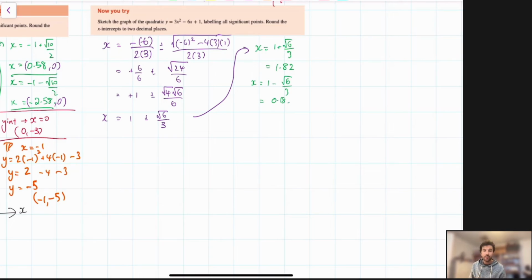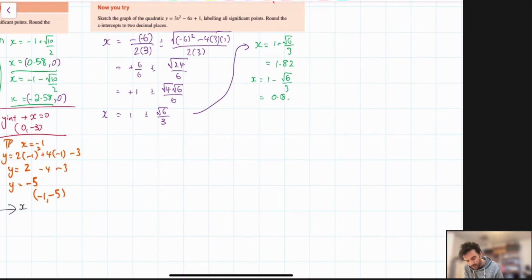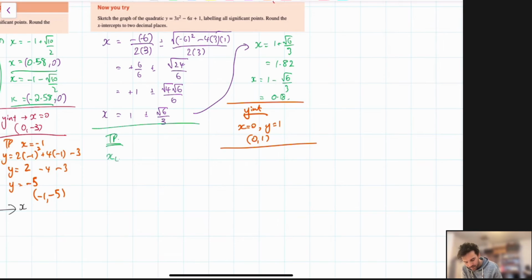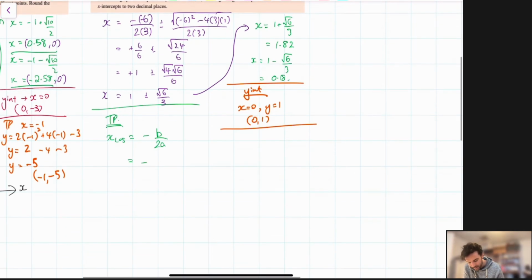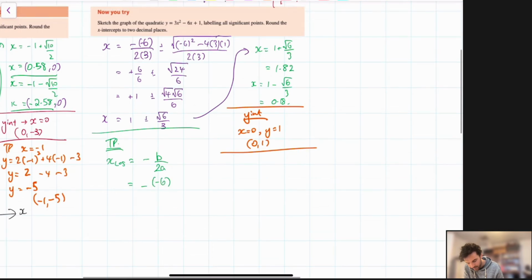The next thing is we can find our turning point quite quickly now, just using our line of symmetry. So, next thing, let's find our Y-intercept. Nice and easy, that one. And then let's find our turning point. Now, turning point, X LOS is equal to negative b on 2a. Remember, that's our line of symmetry. And then we're going to sub into that rule. So our b in this case is going to be negative 6.